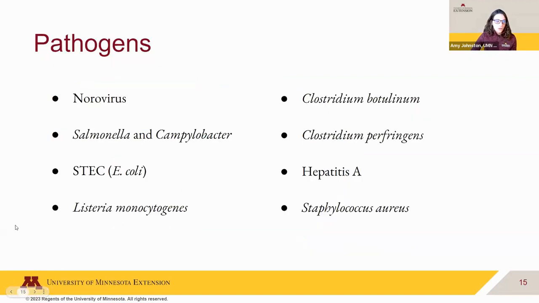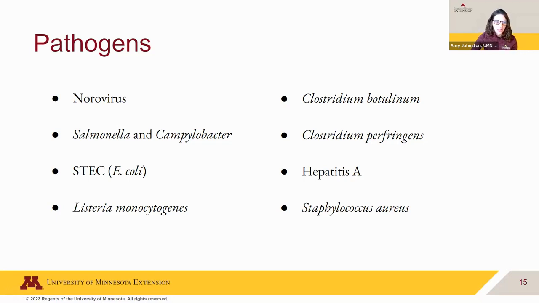And that work starts with understanding the biological hazards or pathogens that can make us sick. According to the CDC, there's 31 pathogens known to cause foodborne illness. We're only going to go into detail on 9 of these pathogens today.